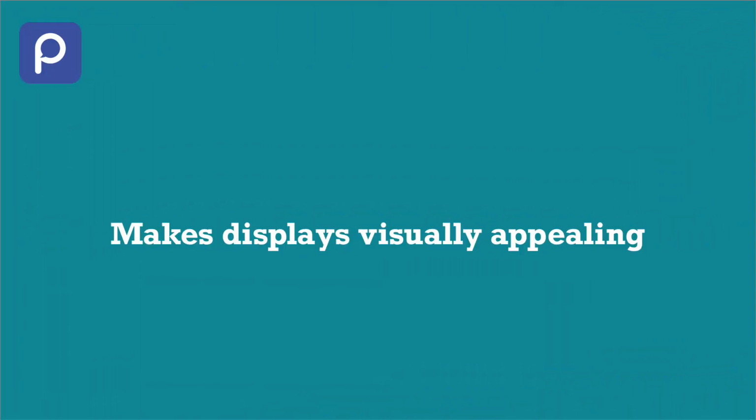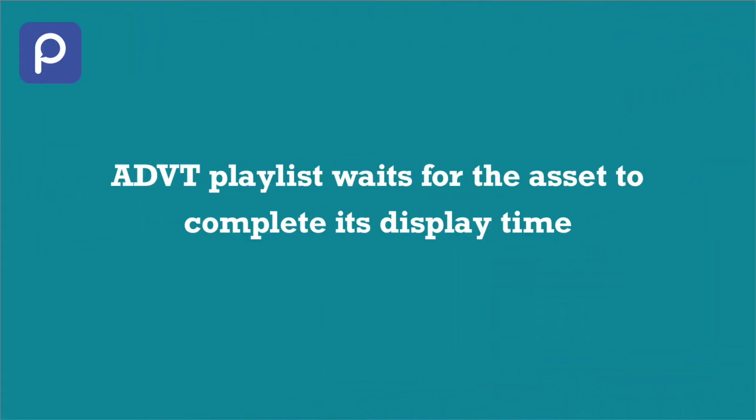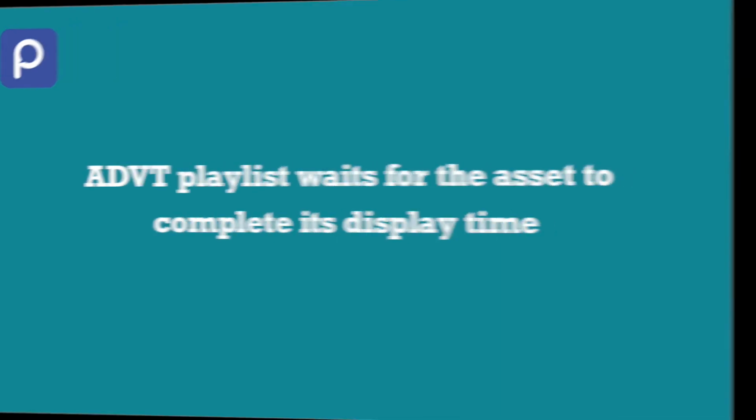The domination content makes your displays visually appealing. Like advertisement playlist, domination content playlist is also a regular playlist with additional settings. We know that the advertisement playlist is inserted only after the regular playlist asset running at the time completes its display for the specified interval. Even the break video feature present is of use only with video assets. So the interval specified for ad insertion may not be observed in absolute terms with advertisement playlist.